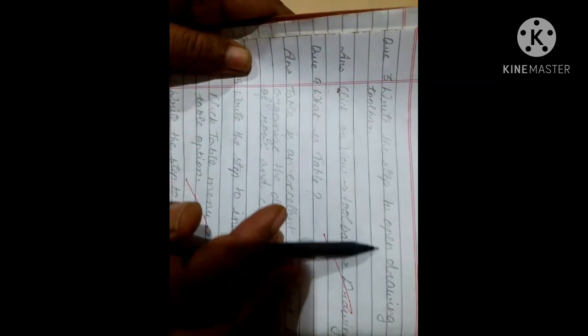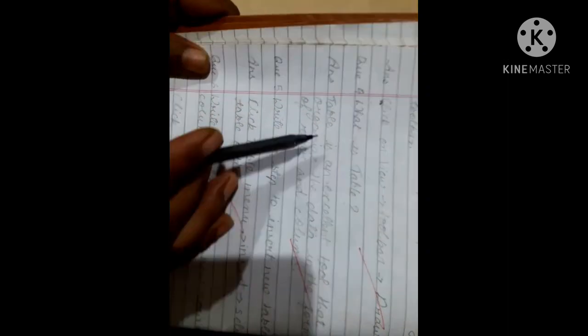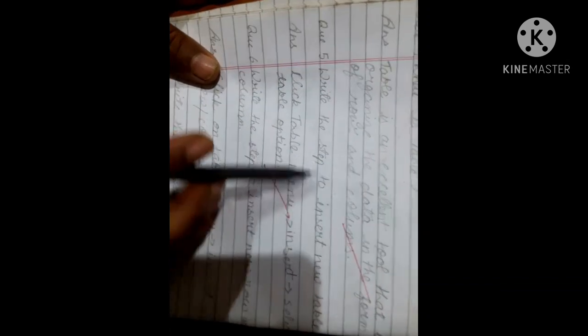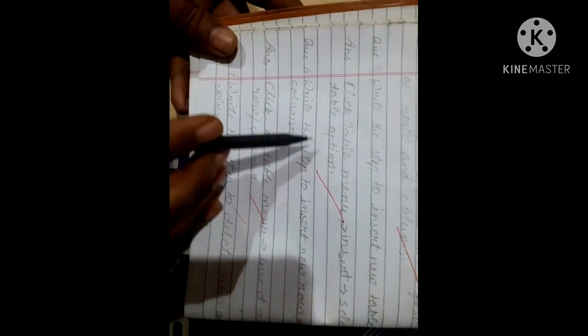Write the steps to open drawing toolbar. Click on View, toolbar, Drawing. What is table? Table is an excellent tool to organize the data in the form of rows and columns. Write the steps to insert a new table. Click Table menu, insert, select tool option.